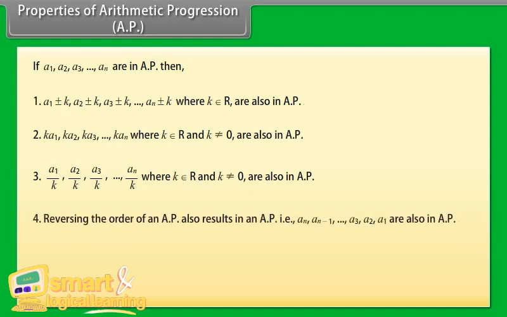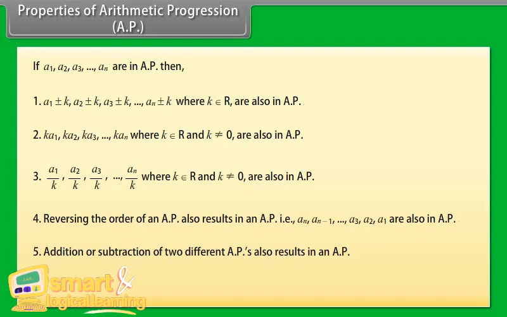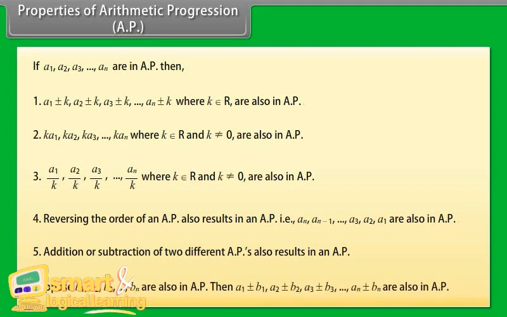Reversing the order of an AP also results in an AP. That is, an, an minus 1 up to a3, a2, a1 are also in AP. Addition or subtraction of two different APs also results in an AP. Suppose b1, b2, b3 up to bn are also in AP. Then a1 plus or minus b1, a2 plus or minus b2, a3 plus or minus b3 up to an plus or minus bn are also in AP.